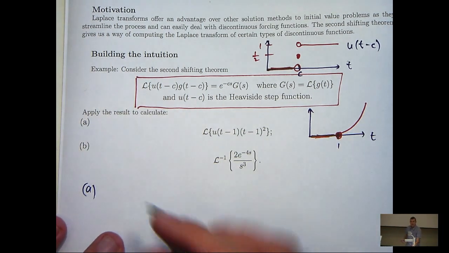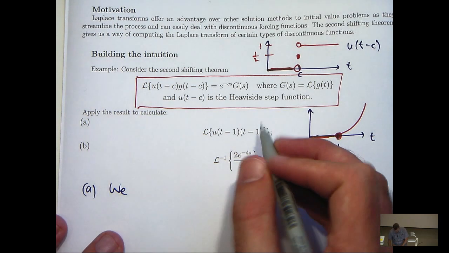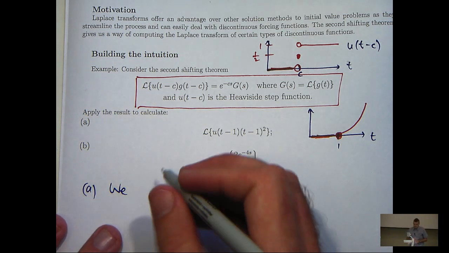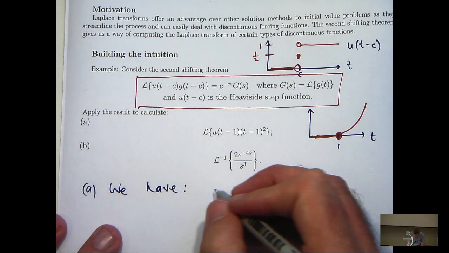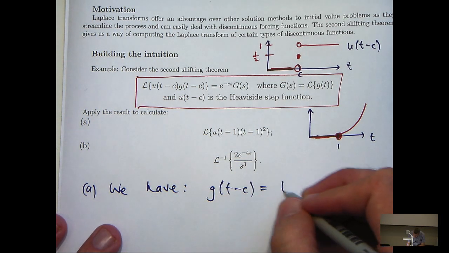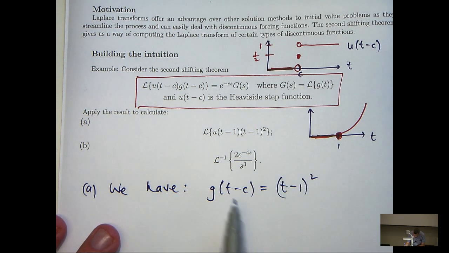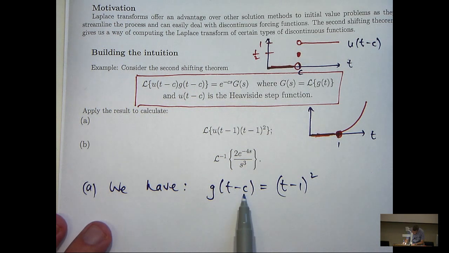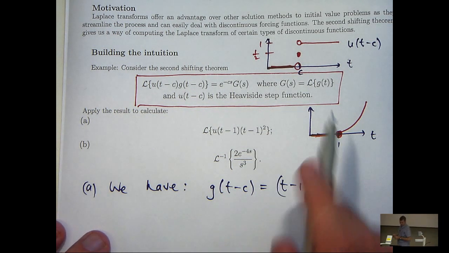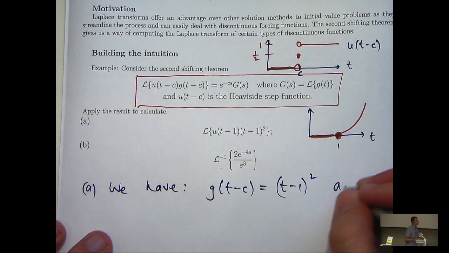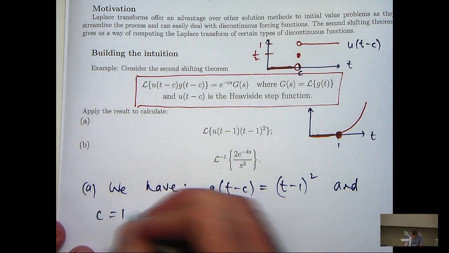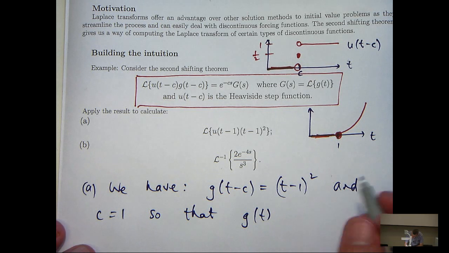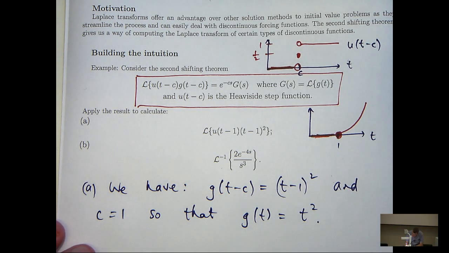Okay, so what we're going to do is identify what's in here with what's up here, and just identify C and g of t minus c. So if g of t minus c is t minus 1 all squared, then it seems to make sense to let c equal 1, and then we can form little g of t. So what I do up here is replace t minus 1 in brackets with t and get the following.